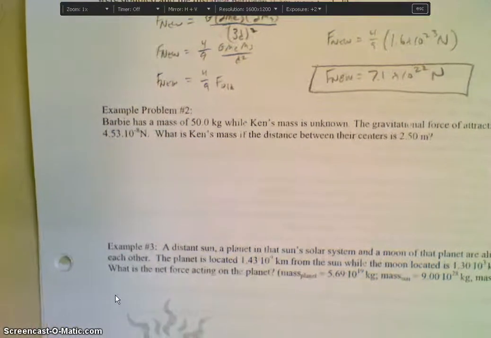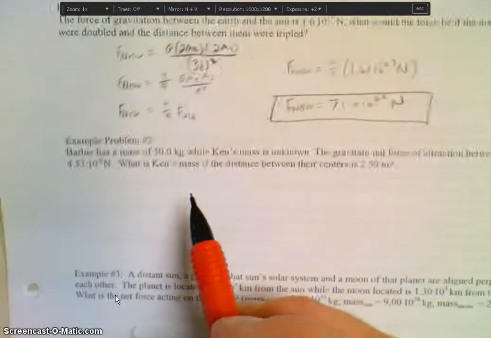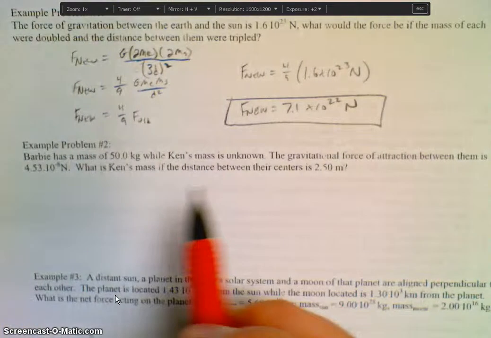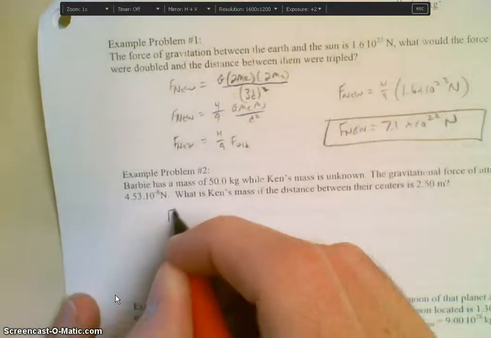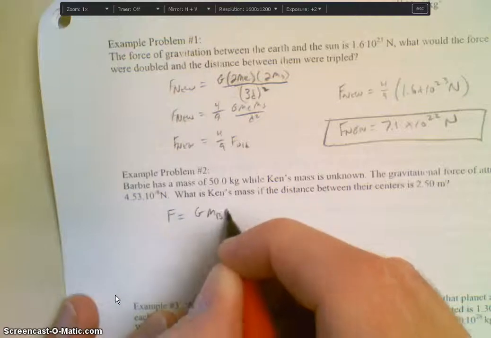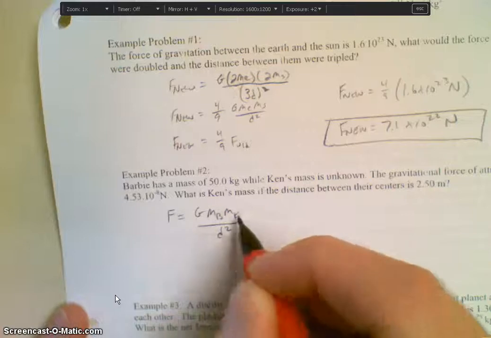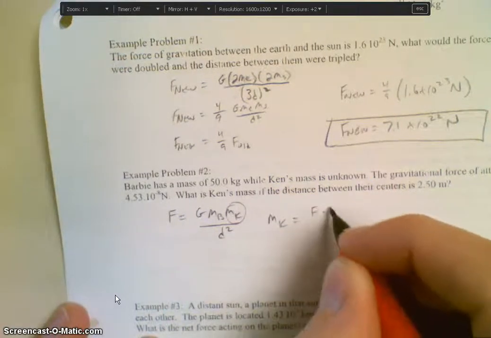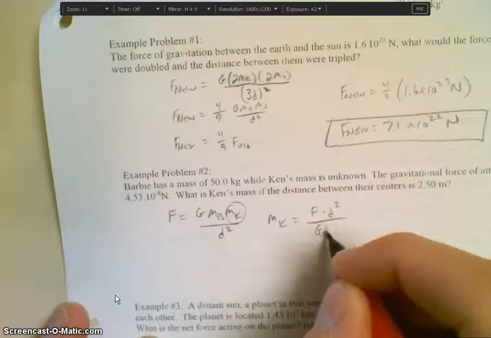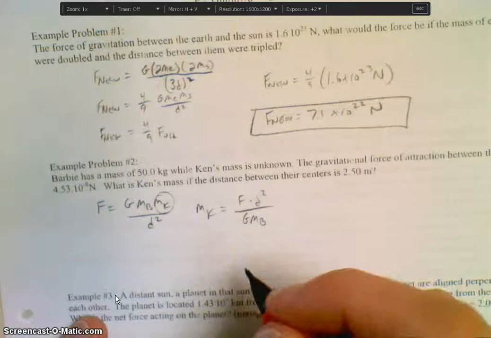Okay, problem number 2. We've got Barbie with a mass of 50 kilograms and Ken has an unknown mass. We know the gravitational force of attraction between them, and we know the distance between their centers. So we're going to determine Ken's mass. From our equation we have F equals G, mass of Barbie, mass of Ken, over the distance squared. And again, we're going to solve for mass of Ken. So the mass of Ken is equal to the force times d squared over G mass of Barbie. And now we can substitute and solve.